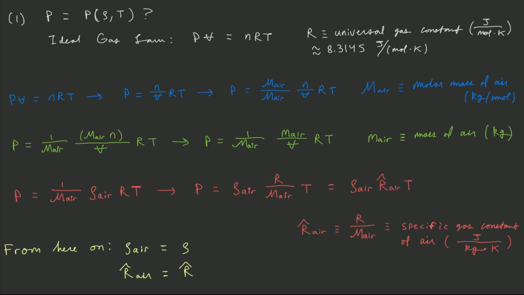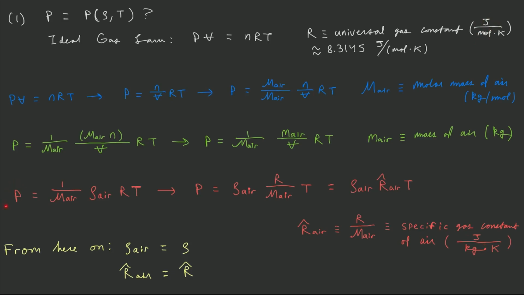So when you have the universal gas constant and you divide it by the molar mass of the air, you get the specific gas constant of air. So the universal gas constant divided by the molar mass is the specific gas constant. In this case, we're talking about air, so we're looking at the specific gas constant of air. And the specific gas constant of air has units of joules per kilogram Kelvin, as opposed to the universal gas constant, which has units of joules per mole Kelvin. And this is a very important distinction.